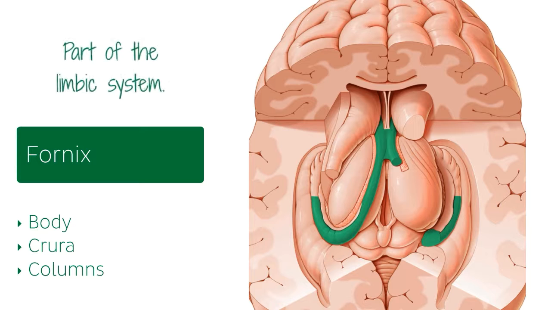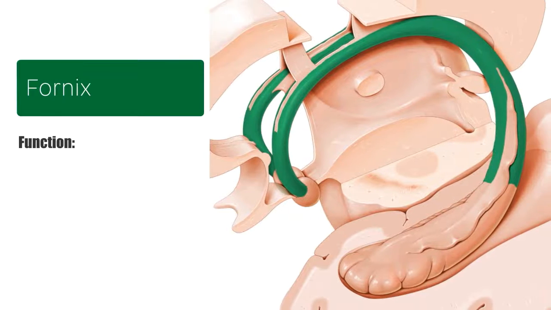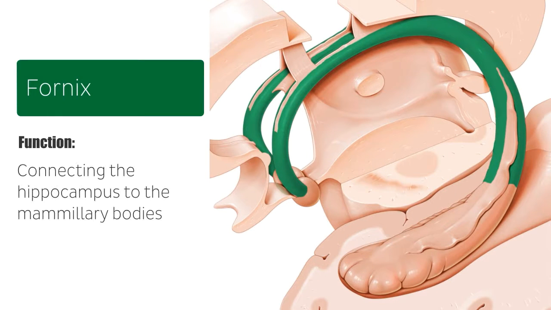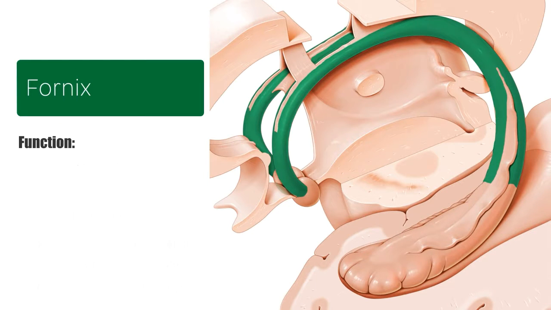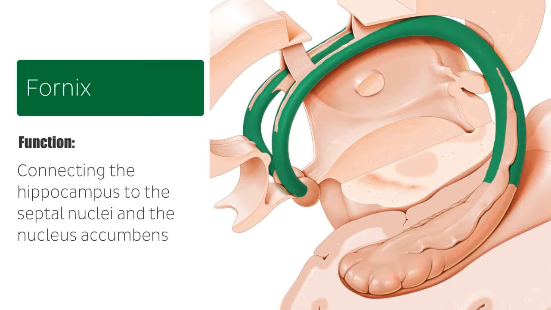It is part of the limbic system. The main functions of the fornix include connecting the hippocampus to the mammillary bodies, which you can see here on this image. So these are the mammillary bodies, and here what we talked about before, the hippocampus. It also connects the mammillary bodies to the anterior nuclei of the thalamus. Another function is to then connect the hippocampus to the septal nuclei and the nucleus accumbens.